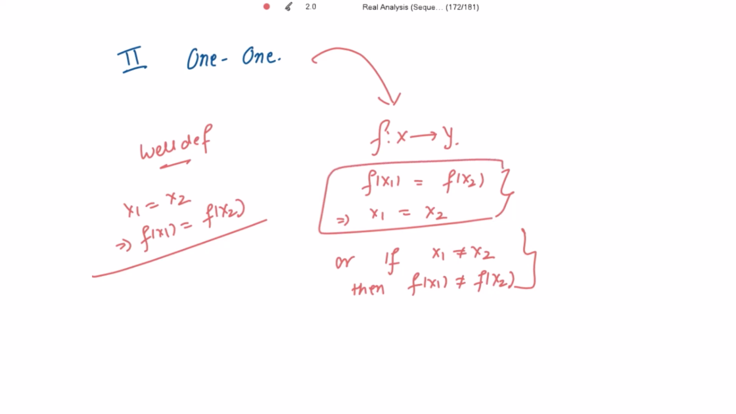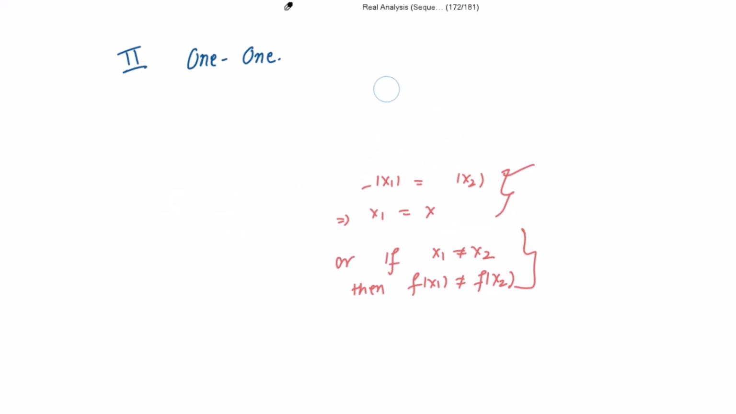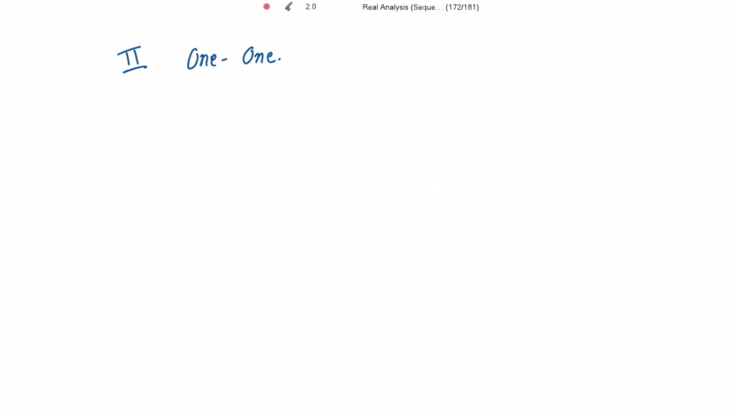For a 1-1 function, we start from the images. For the well-defined function, we start from the points. Please be very careful with the definitions. So for a 1-1 function, let's start with phi of n is equal to phi of m, and I have to show that n is equal to m. This I have to show.